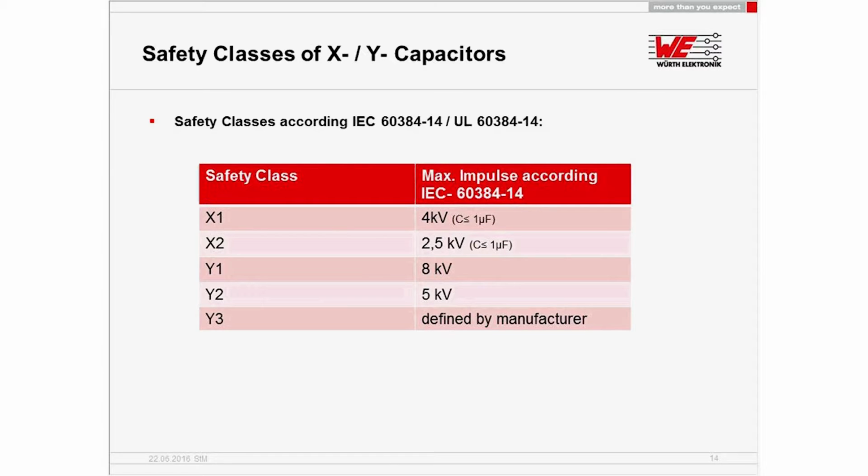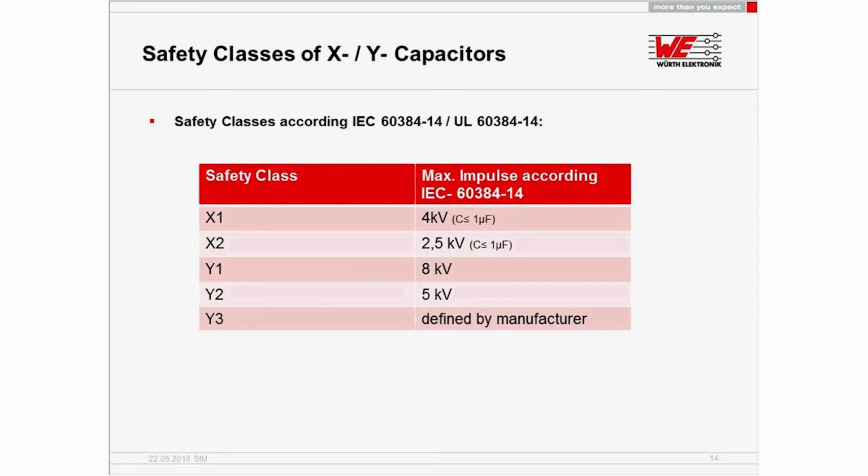Safety classes for X and Y, you can separate them according to the IEC standard. The IEC standard defines the pulse that is allowed to be applied. So there is a pulse of, for example, for the X1 of 4 kV max, or for the Y1 8 kV. Due to this, if you know for your application which safety class you have to fulfill, for example, X2, this means that each capacitor needs to fulfill this pulse class. And if a capacitor is stated as X2, for example, this directly means it can be used in an X position, and that it is made for this pulse class.